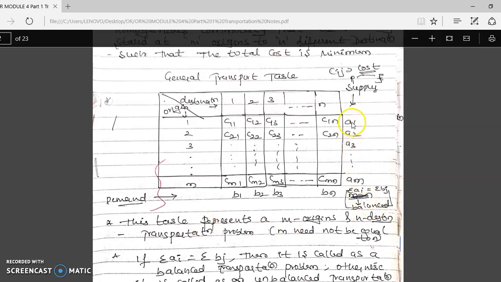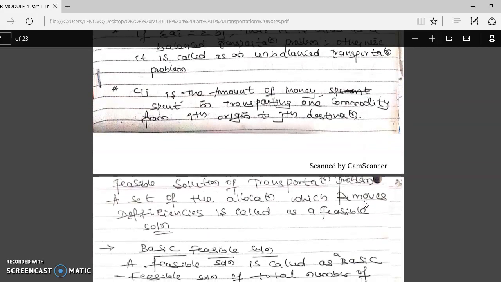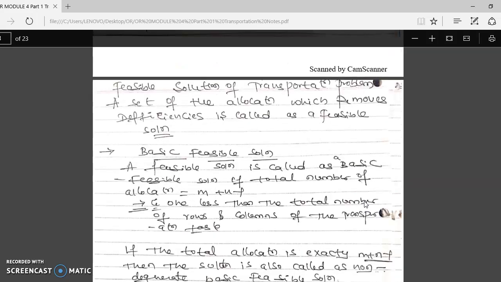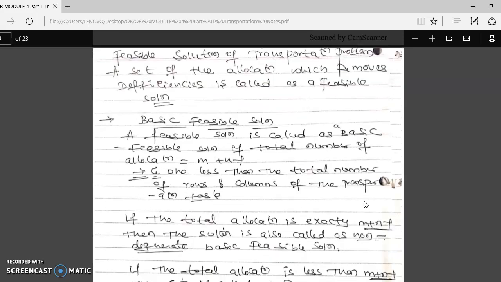Just like here, the summation of all supply, A1, A2, A3, is equal to summation of A. This should be equal to the summation of all the demand, B1, B2 up to Bn. If the values obtained are equal, then only you can say that it is a balanced transportation problem. Then what is a feasible solution? The feasible solution is based on the source and destination.